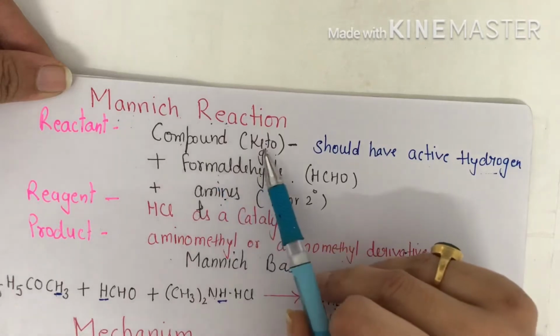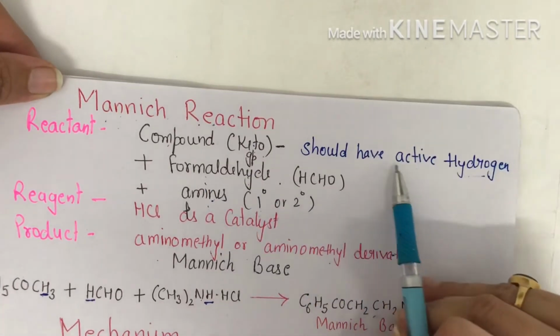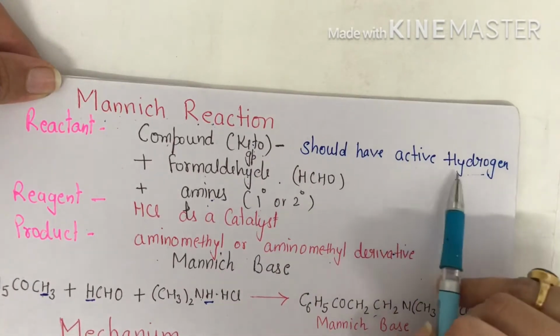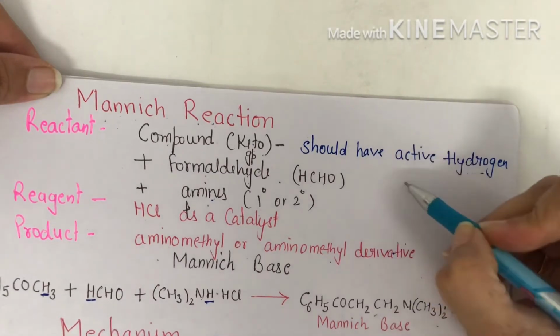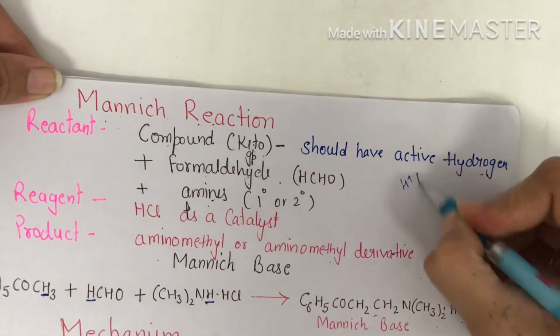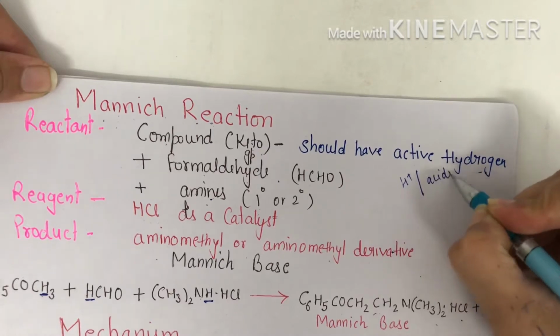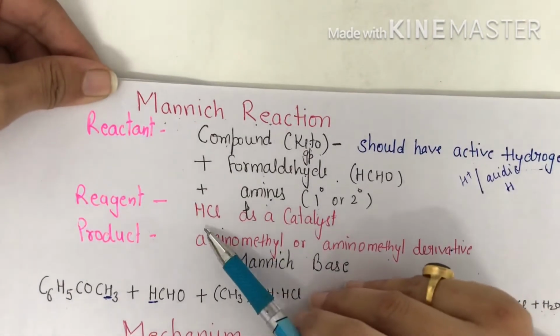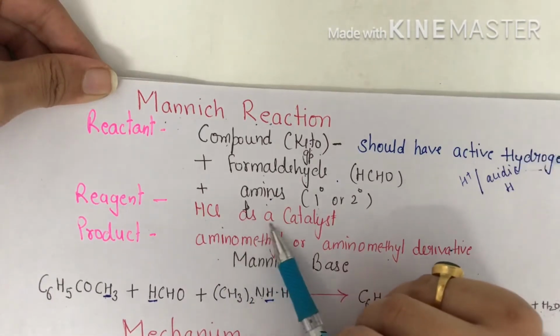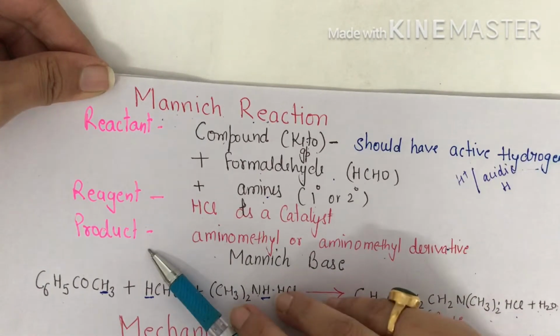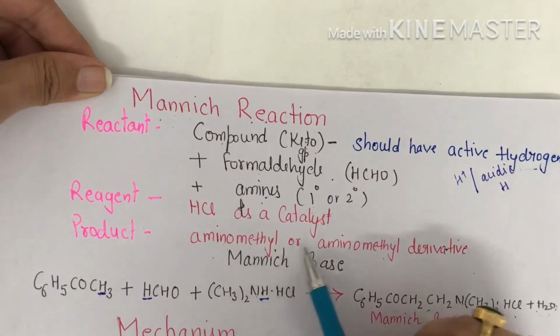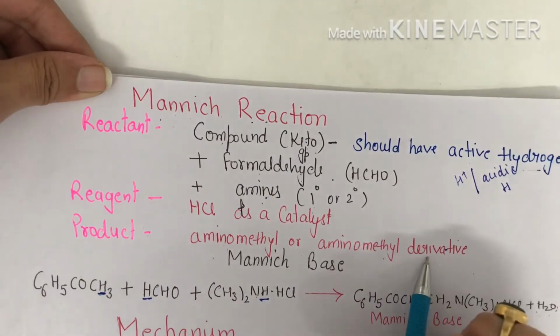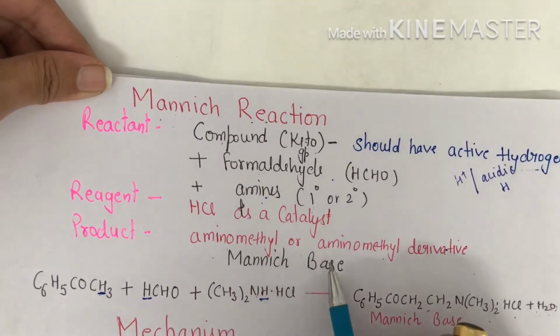The compound having a keto group should have one active hydrogen. One active hydrogen, that means H plus or acidic hydrogen. Acidic hydrogen, right? And the reagent is acidic, HCl used as a catalyst. The product formed will be an aminomethyl derivative, that is Mannich base.